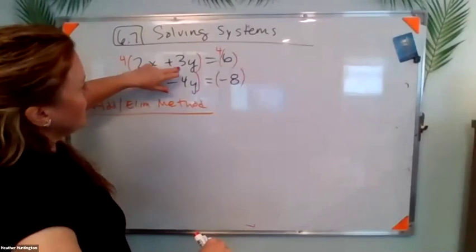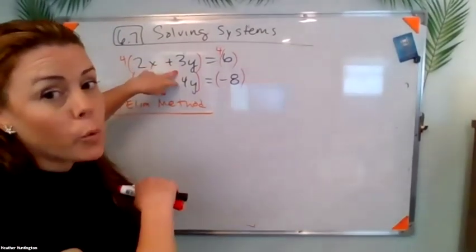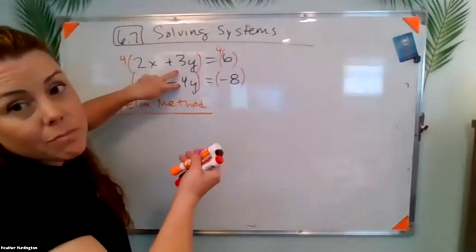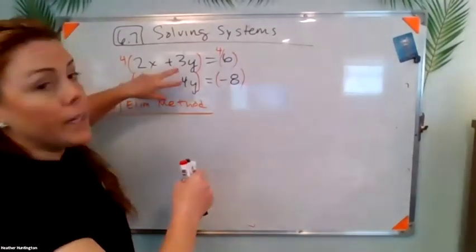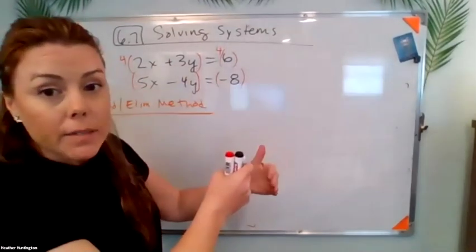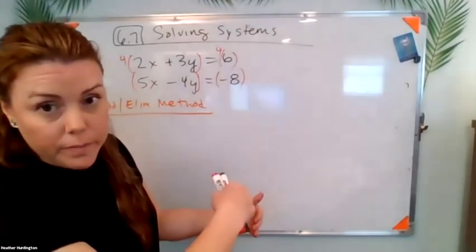So you think to yourself, what's the least common multiple of 3 and 4? And that's 12. Then you want to say, okay, I want to get a +12 and I want to get a -12.